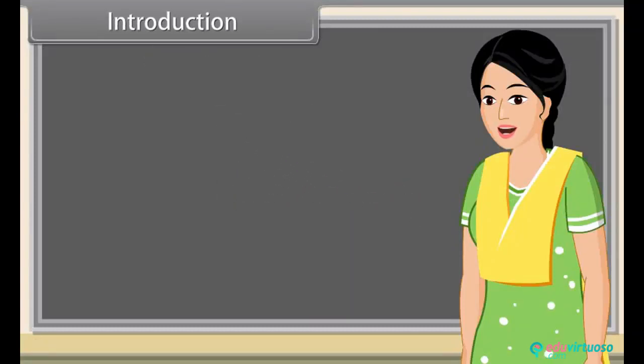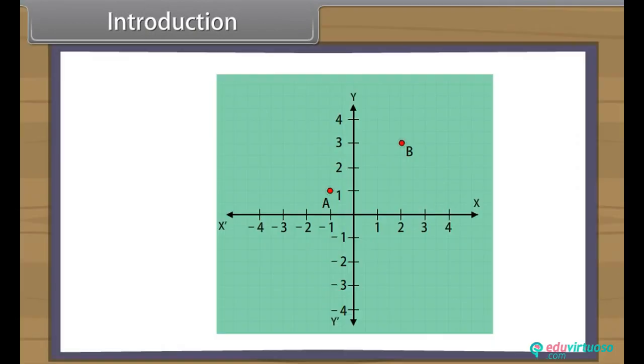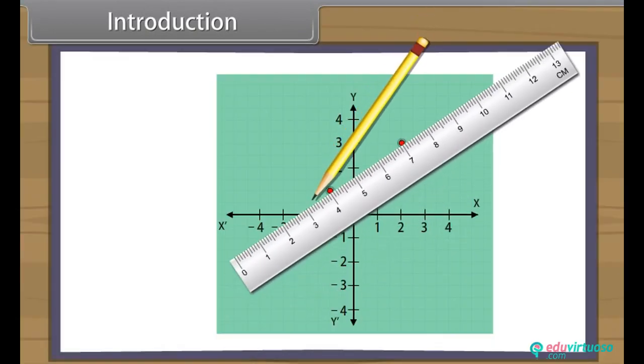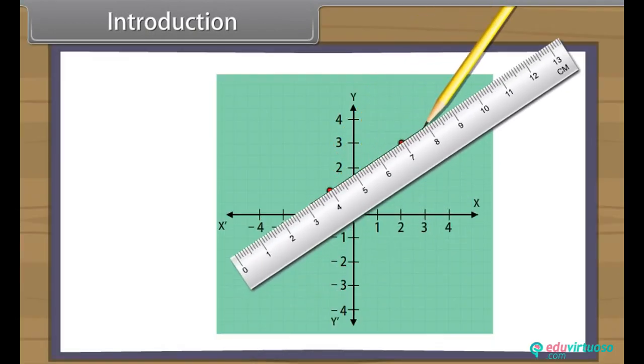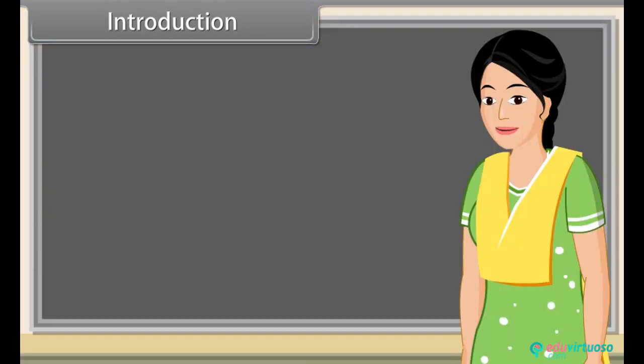Students, we are given 2 points labelled as A and B. We can draw a line using a straight edge or a ruler. What we need to do is to find a pattern on how points A and B are related.